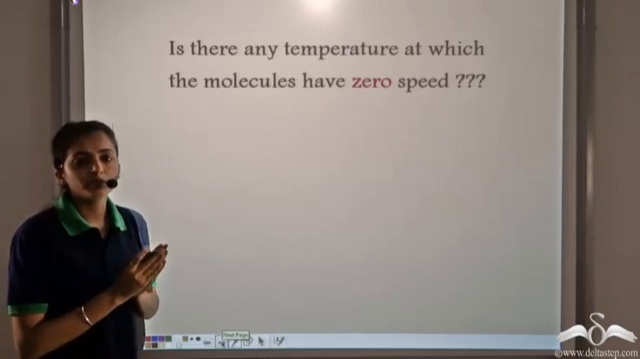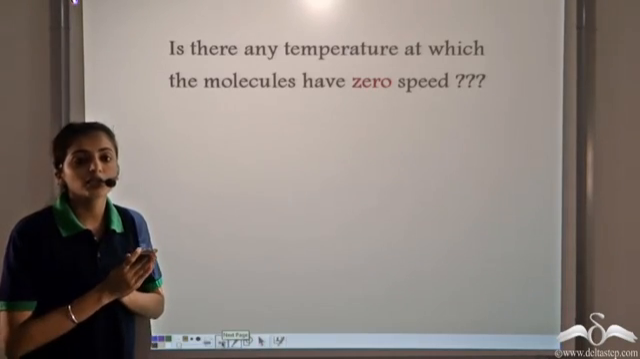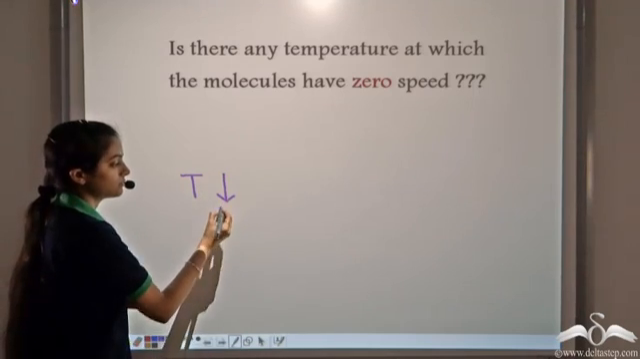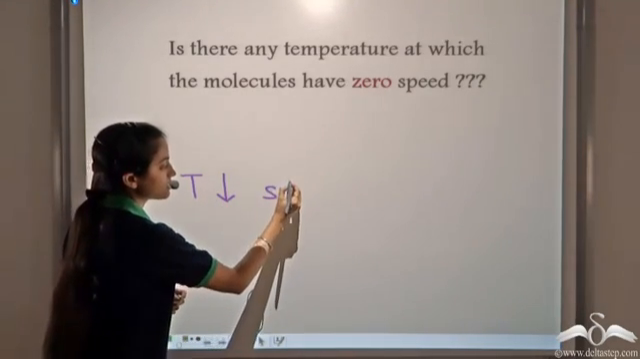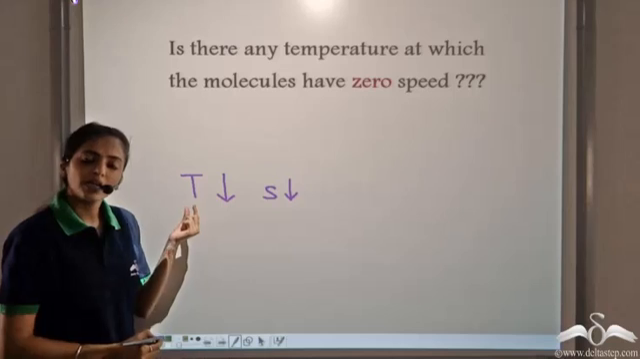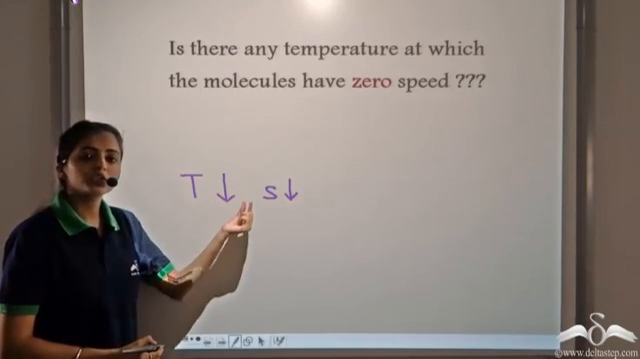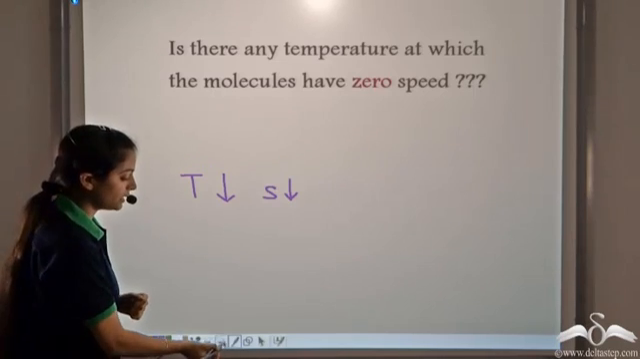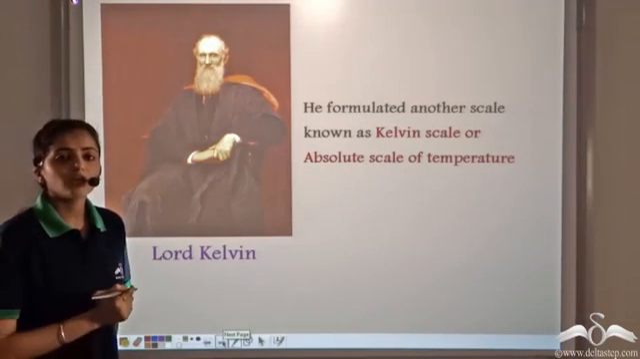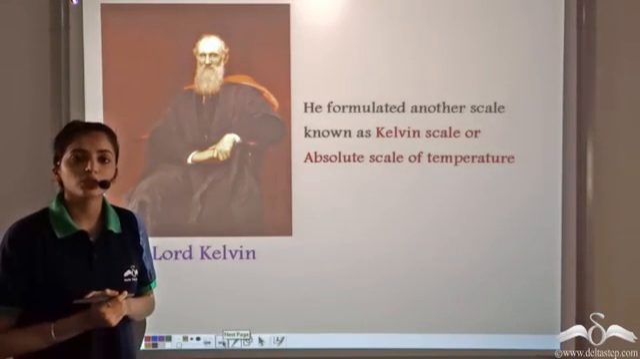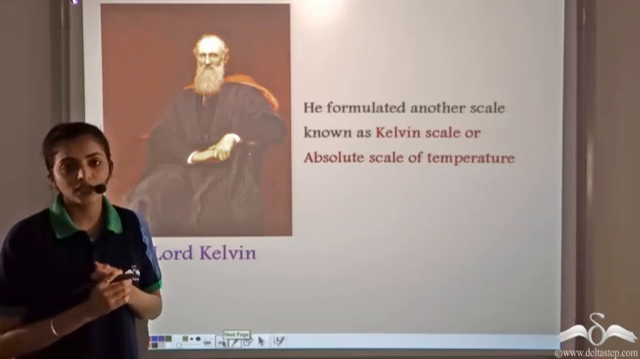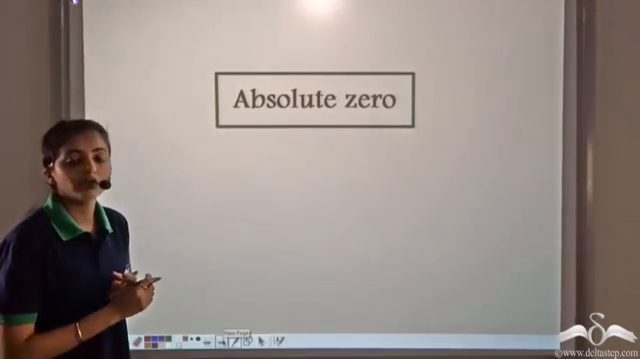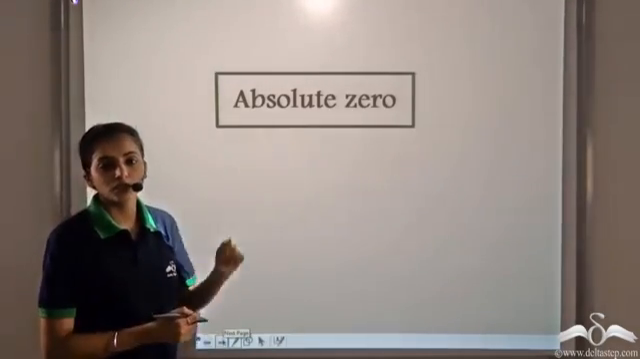So, is any temperature possible at which gases have zero speed? We know as temperature decreases, the speed of the particles decreases. So, is there any temperature at which the speed of the particles becomes zero? Such a temperature was defined by Lord Kelvin. He formulated a scale of temperature known as the Kelvin scale or absolute scale of temperature. And in this scale, he defined a value known as absolute zero.